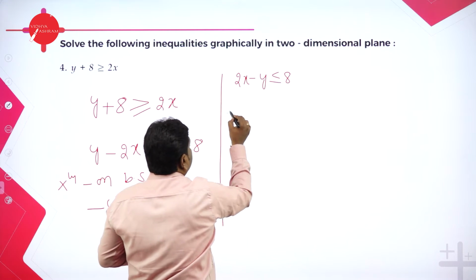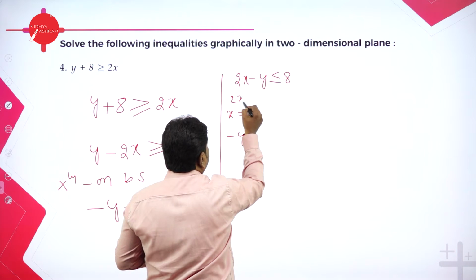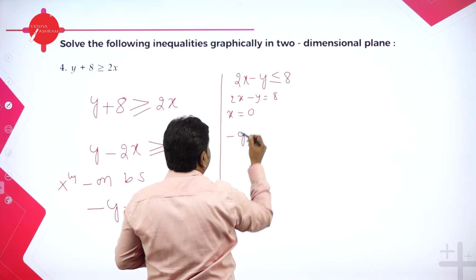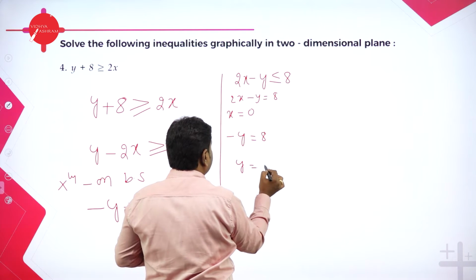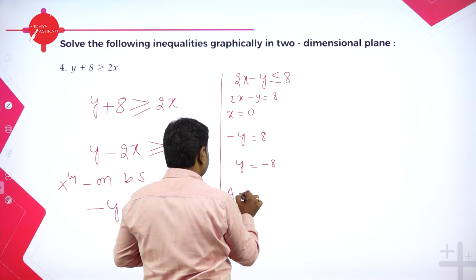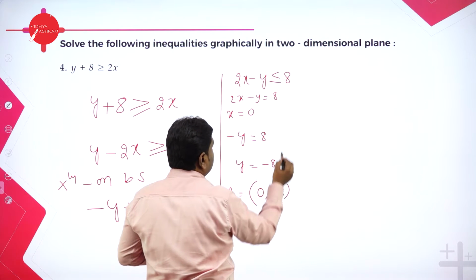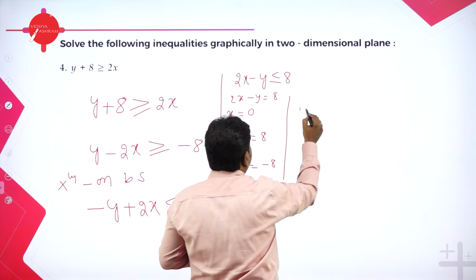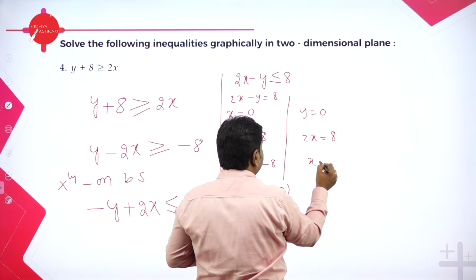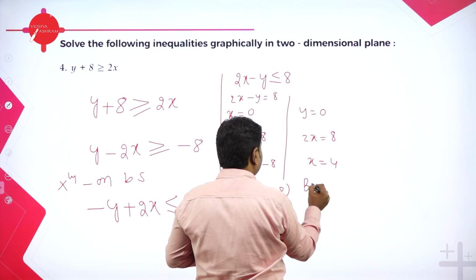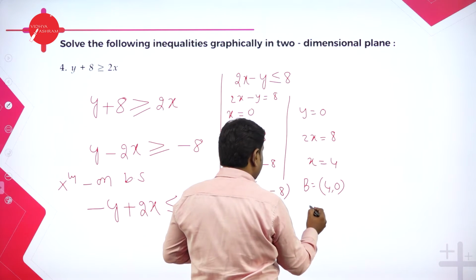Now as usual, I'll take 2x minus y is equal to 8 and I'll draw. When x is 0, minus y is 8 or y is minus 8. So one of the points, A, is 0 comma minus 8, and for the other point, put y is equal to 0. If I put y 0, 2x is 8 or x I'll get 4. So B is x comma y, 4 comma 0. So now you got A and B.